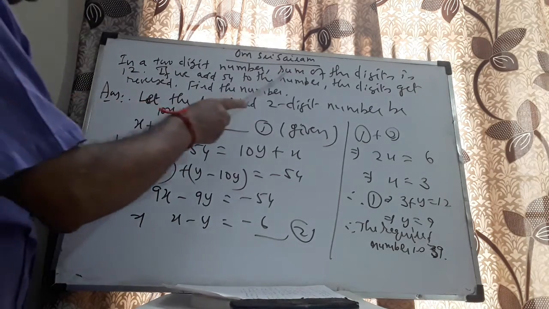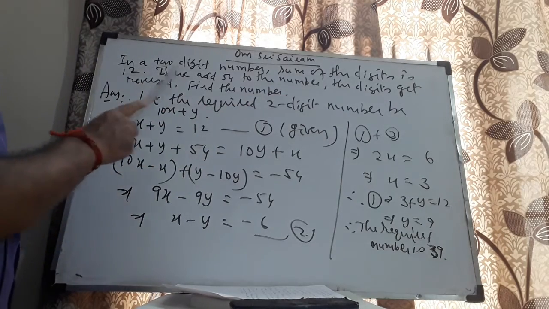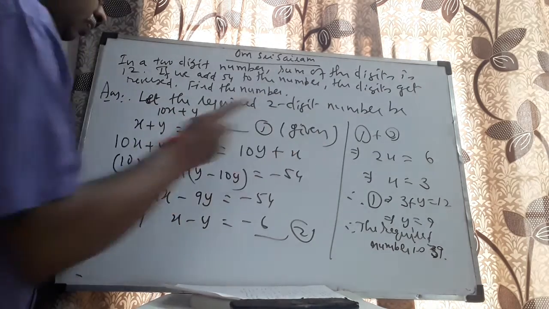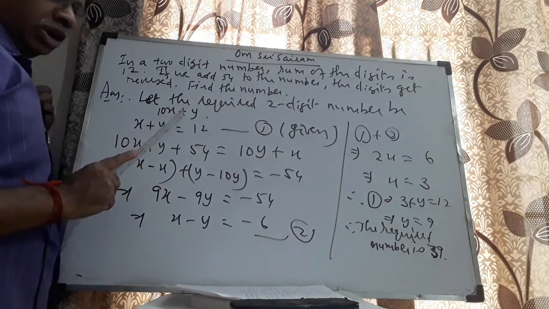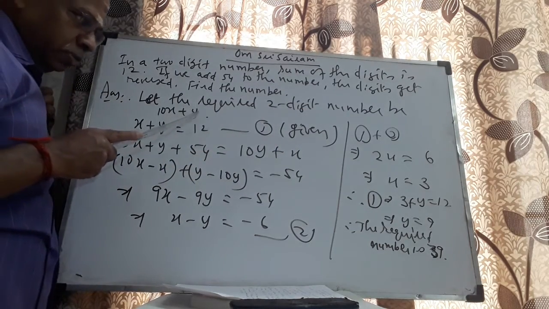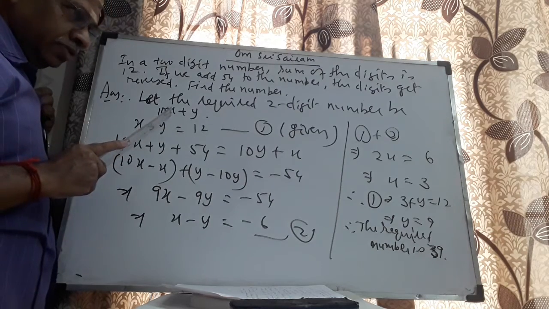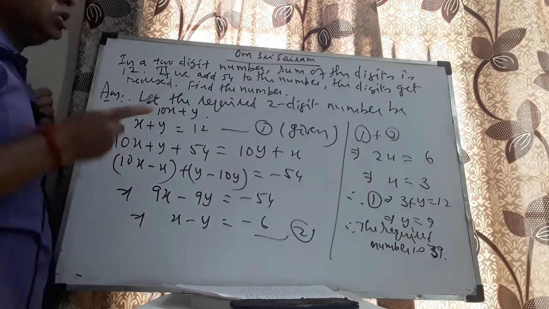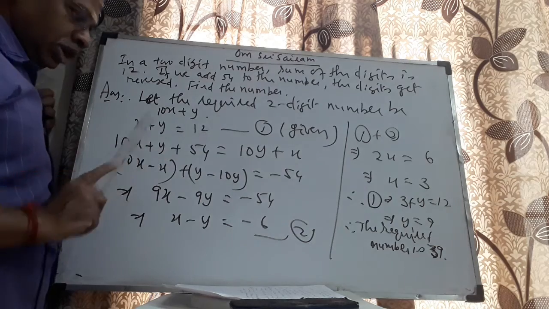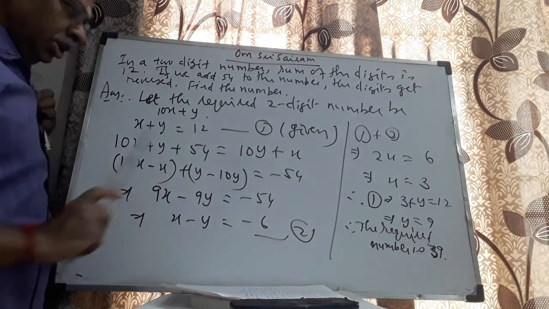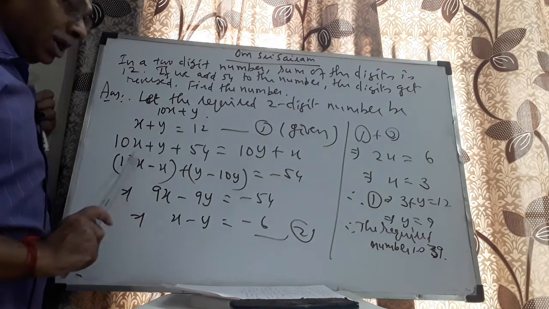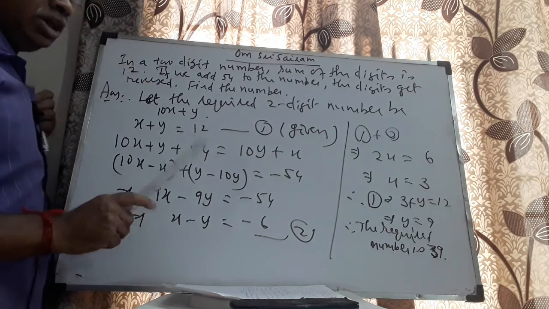Let me repeat. In a 2-digit number, sum of the digits is 12. If you add 54 to the number, the digits get reversed. Find the number. Let the required 2-digit number be 10x plus y. I assume the units place to be y, tens place to be x. Therefore, the number is 10x plus y. Now, sum of the digits is 12 given. Therefore, x plus y is equal to 12. Name it as equation 1. Okay, 10x plus y plus 54. Adding 54 to the number, the digits get reversed.